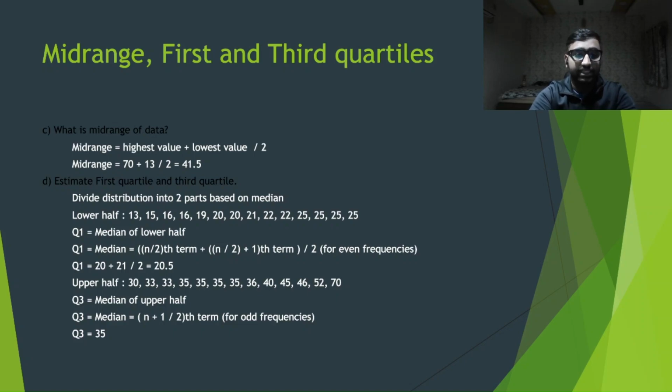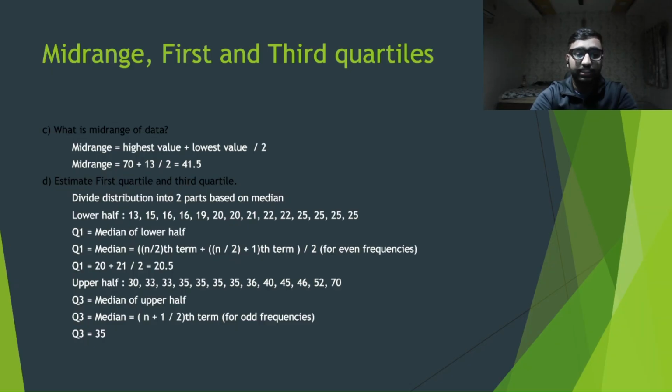For even frequencies, the formula of median would be the average of the n by 2 th term and the (n by 2 plus 1) th term. So the average of these two terms would be our median. These two terms here for the given lower half distribution are 20 and 21. So taking average of 20 and 21, we get 20.5, which is our first quartile.